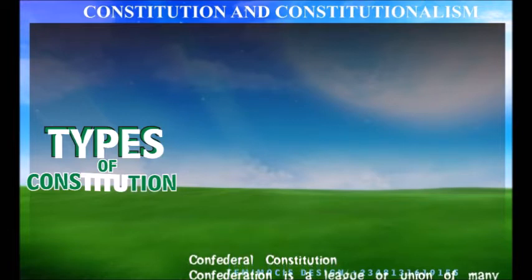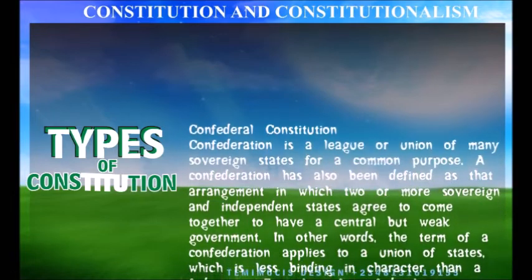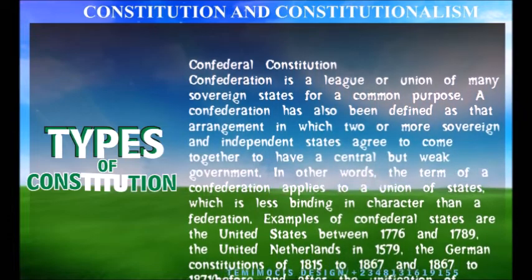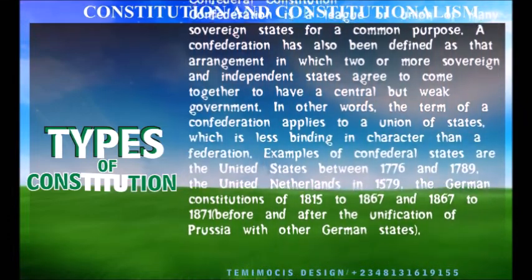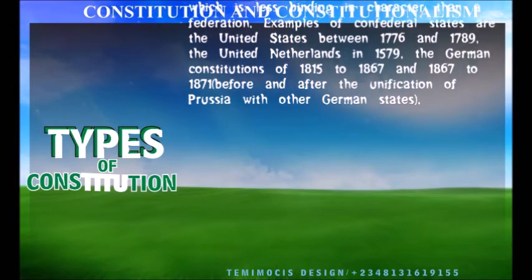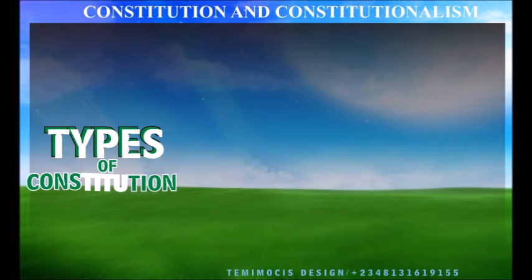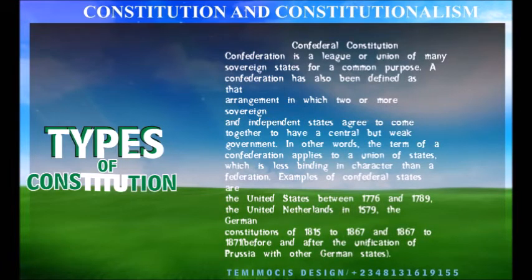Confederal constitution. Confederation is a league or union of many sovereign states for a common purpose. A confederation has also been defined as an arrangement in which two or more sovereign and independent states agree to come together to have a central but weak government. In other words, the term confederation applies to a union of states which is less binding in character than a federation. Examples of confederal states are the United States between 1776 and 1789, the United Netherlands in 1579, and the German constitutions of 1815 to 1867 and 1867 to 1871, before and after the unification of Prussia with other German states.